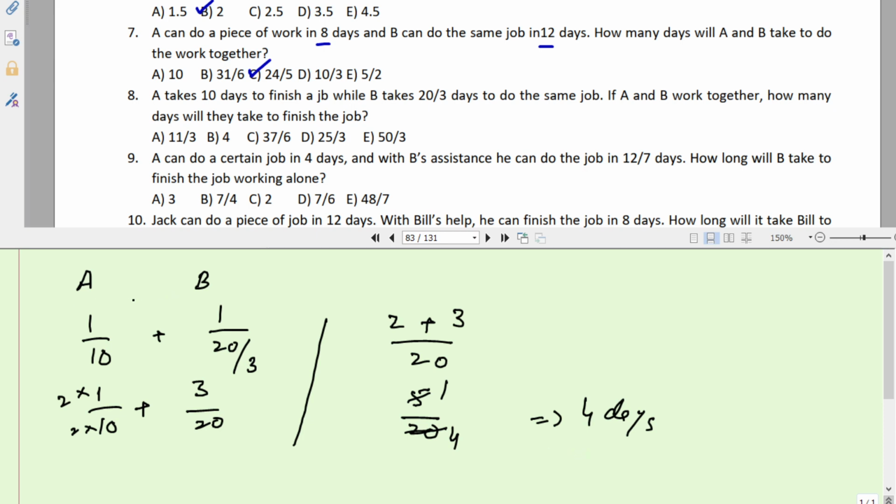So these type of questions, you have to follow this formula if you want to be a formula person, you can use this 1 over A plus 1 over B plus 1 over C and so on, equal to 1 over together. Okay, so that's what we are doing. 1 over A plus 1 over B equal to 1 over together. So together they are working 1/4 of the job per day. So it means they will take 4 days to finish the job. Okay, question number 8's answer is 4 days to finish the job. Okay, so let's move to question number 9.